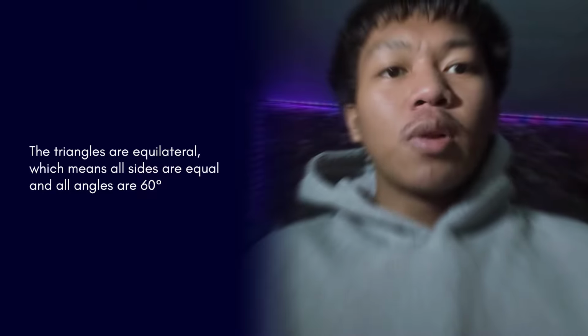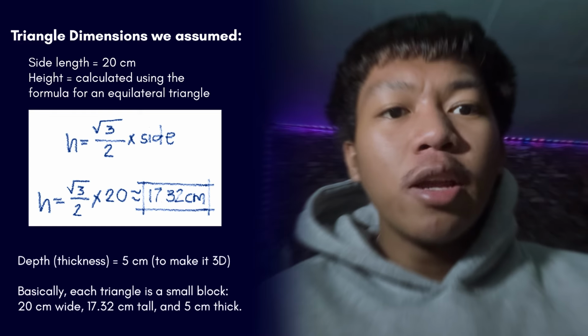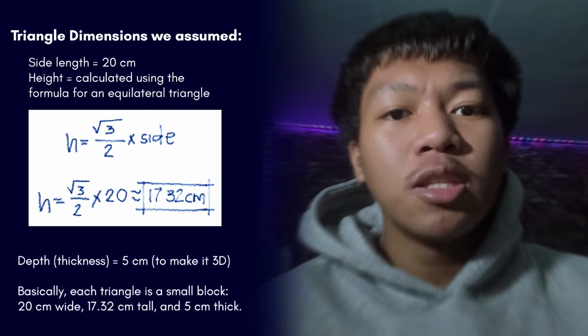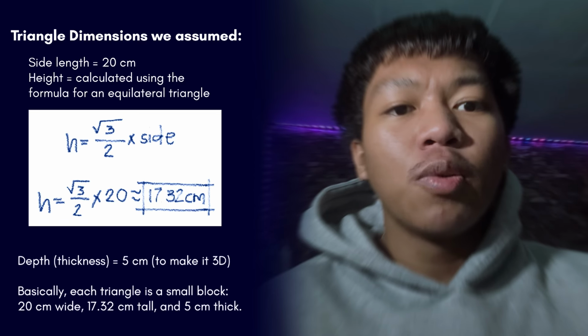The triangles are equilateral, which means all sides are equal and all angles are 60 degrees. This is important because in 3D modeling and low-poly design, equilateral triangles fit together perfectly. We also know that if triangles are equal, the math becomes simpler, and we can multiply by the total number to get surface and volume. So the triangle dimensions we assume is the side length is equal to 20 cm, and the height is calculated using the formula for an equilateral triangle.